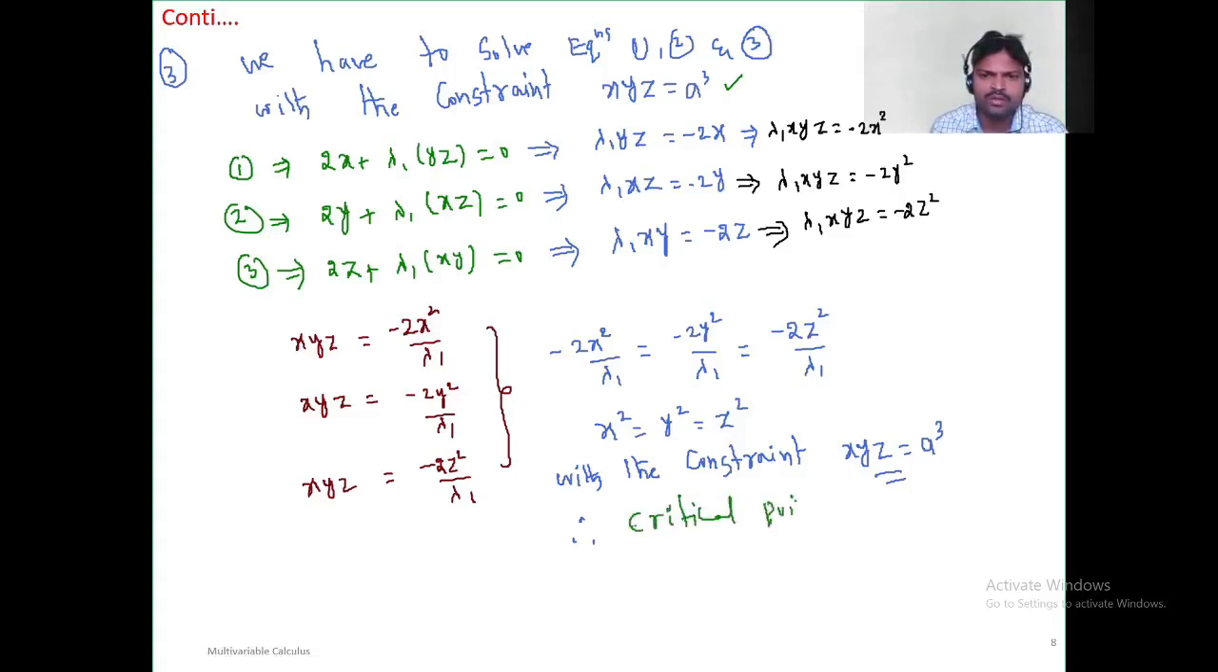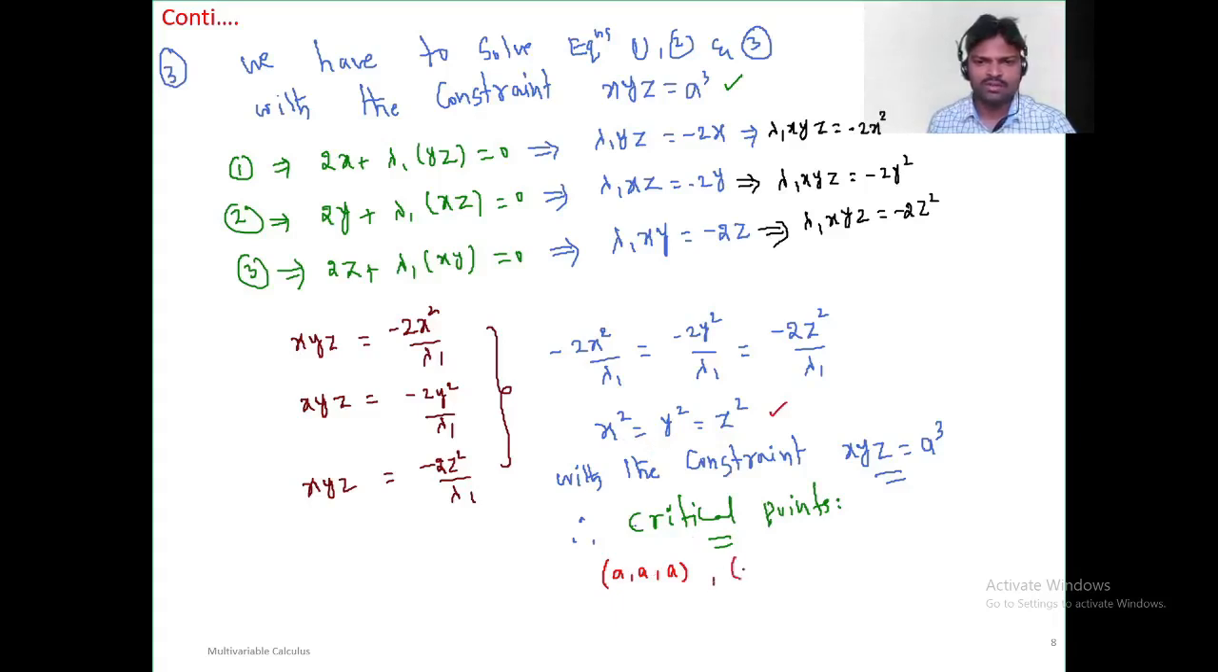Therefore, the critical points are, I am writing critical points. By observation, the critical points are: first x is a, next y is also a, z is also a. Substituting x, y, z, you will get a cube. Why am I choosing a? Because of this, I got x square equal to y square equal to z square. So these points will satisfy this condition also.